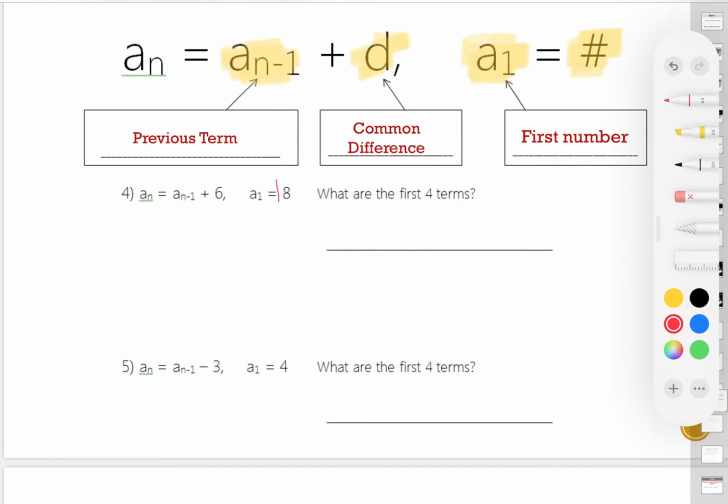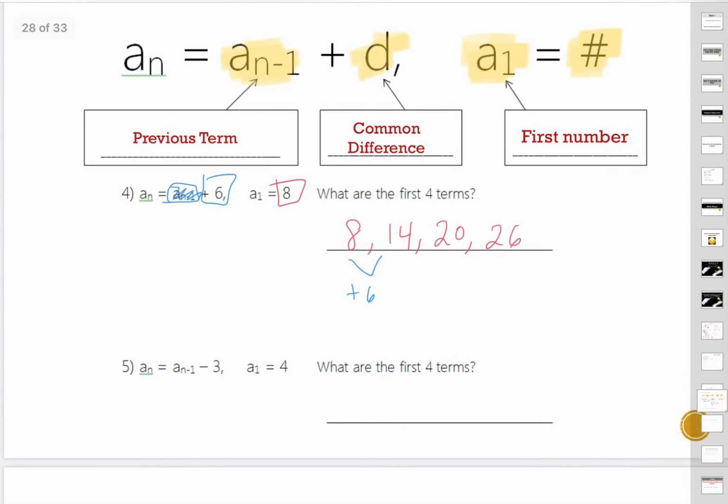Okay, we'll do that again. So in this one here, A1 is 8. So I'm going to start at an 8. Then it says your common difference, take the previous number. The previous number was 8, and add 6 to it. 8 plus 6 is 14. 14 plus 6 is 20. 20 plus 6 is 26. So you can just put this straight on the line if you want to.